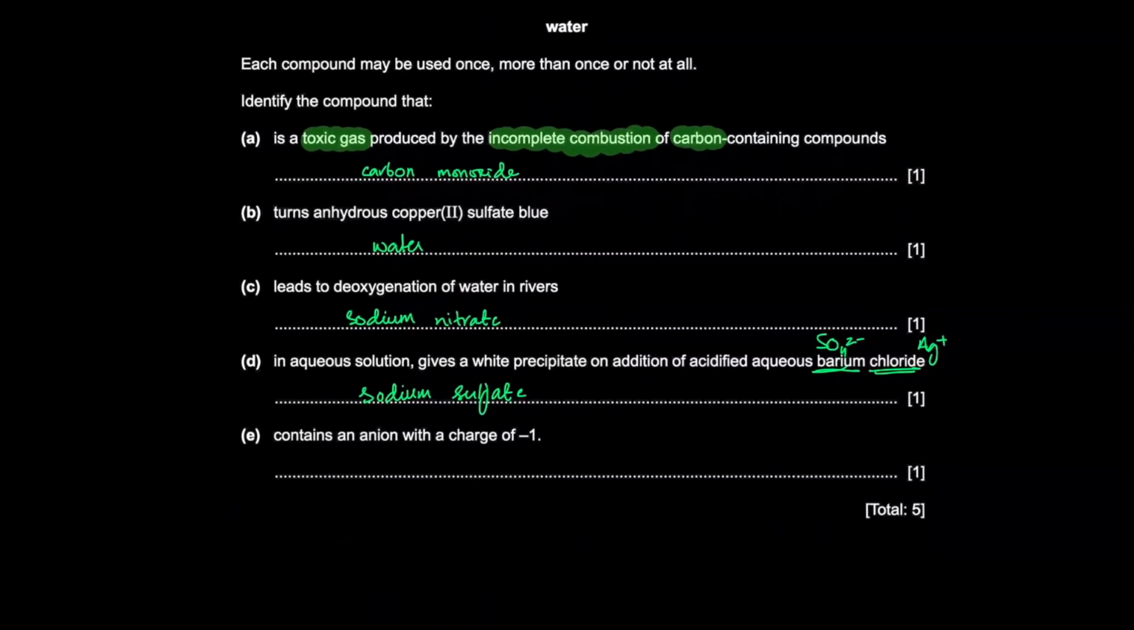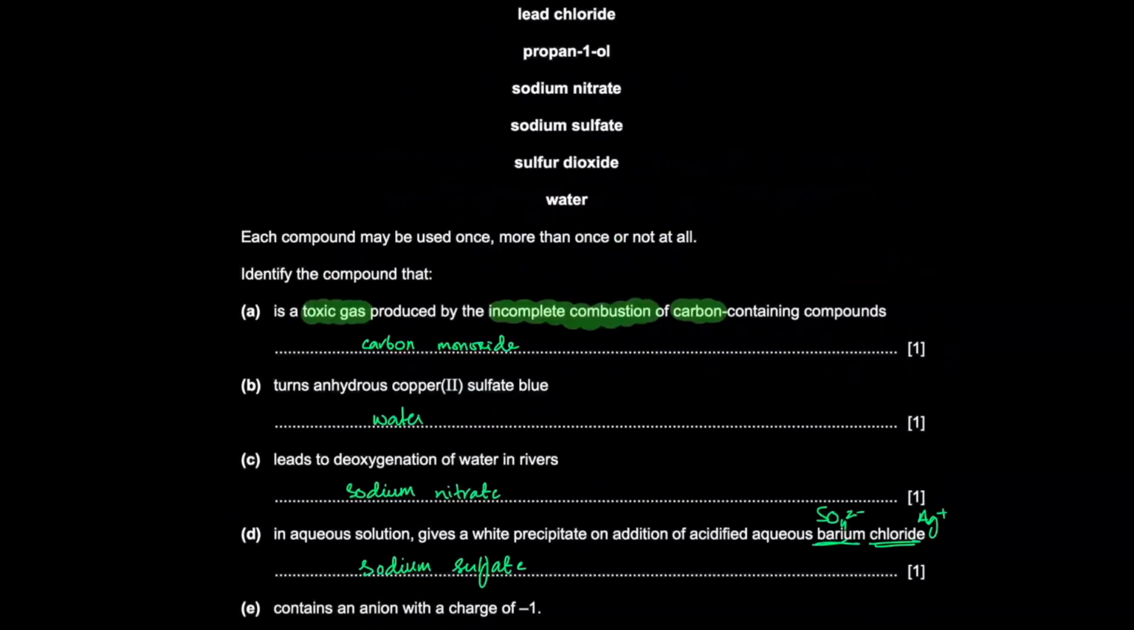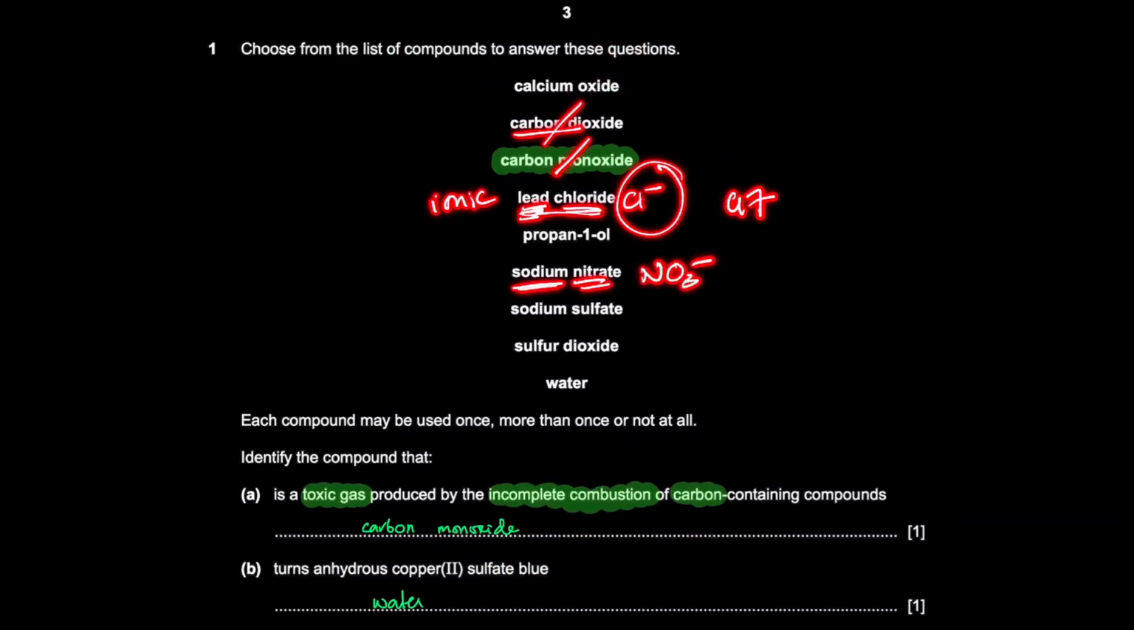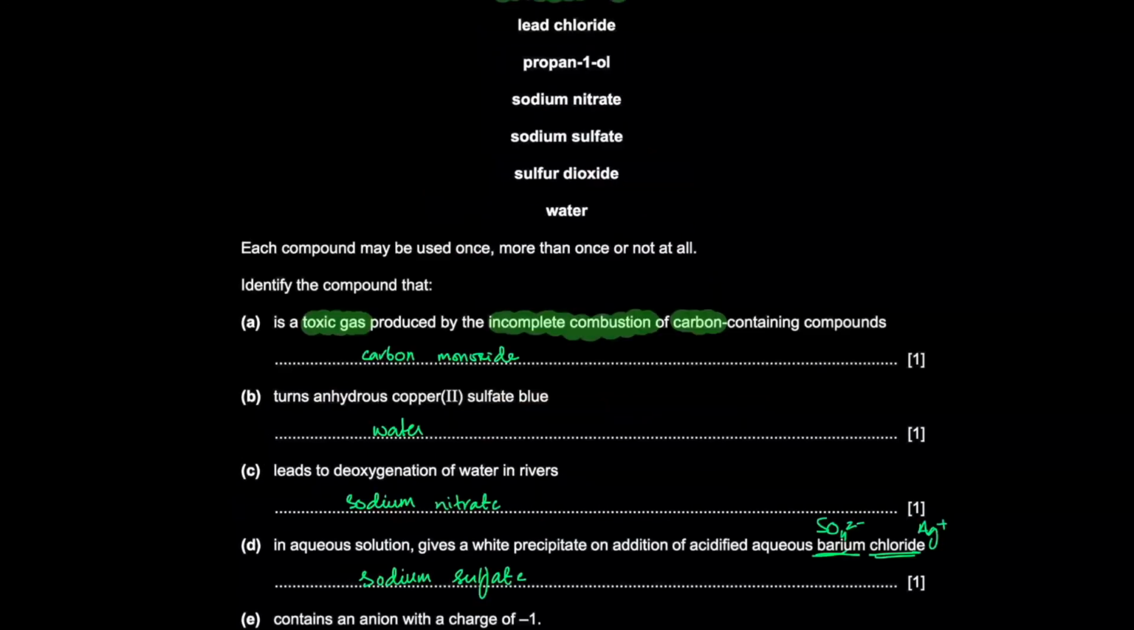Contains an anion with a charge of -1. So these are all obviously covalent. Sorry, oxide is O2 minus, the oxide ion is 2 minus. So that's not it. So this is covalent. Chloride is 1 minus. So lead chloride is ionic, right? Because lead is a metal and chlorine a non-metal. The chloride is 1 minus, group 7. Nitrate is also 1 minus, right? Sodium nitrate again is ionic. Nitrate is 1 minus. So either one, lead chloride or sodium nitrate.